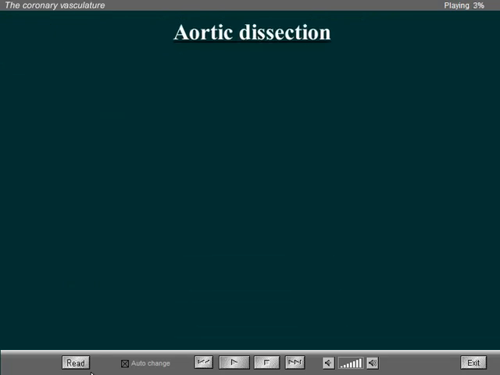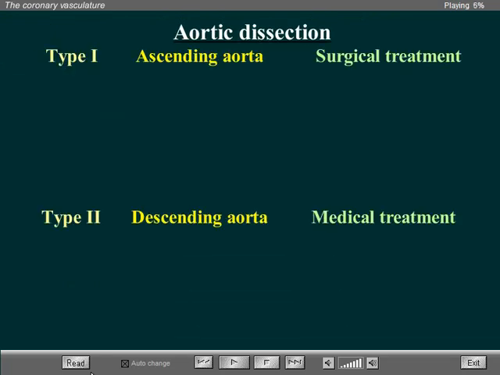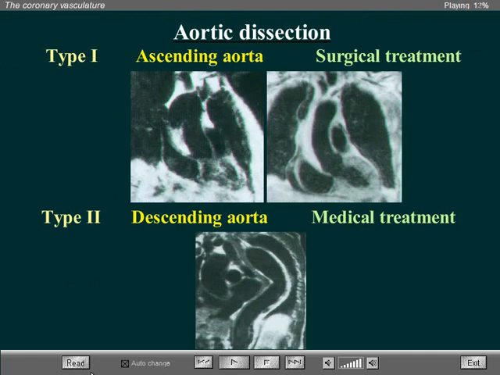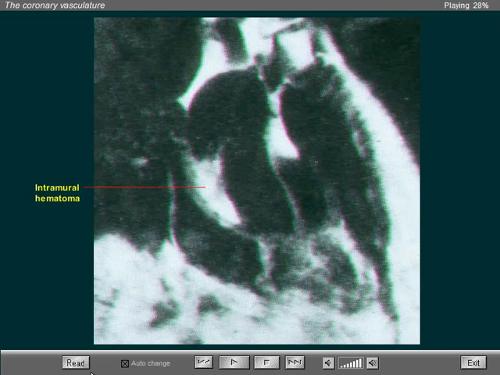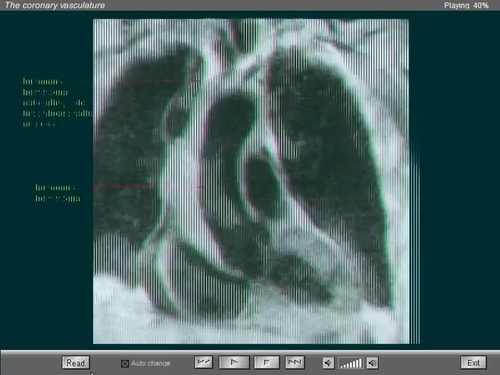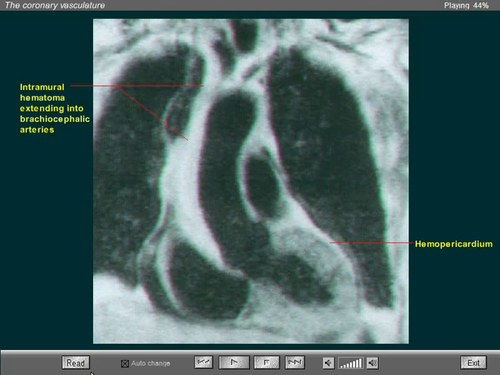Dissecting hematomas of the thoracic aorta can be classified into a type 1 and a type 2, or a surgically treatable and a medically treatable form of dissecting hematoma. The first two images revealed a high signal at the level of the ascending aorta. The first one close to the aortic valve, the second one extending to the origin of the brachiocephalic arteries. In the second image, one can see that there is a hematoma in the pericardial sac due to rupture of the ascending aorta.